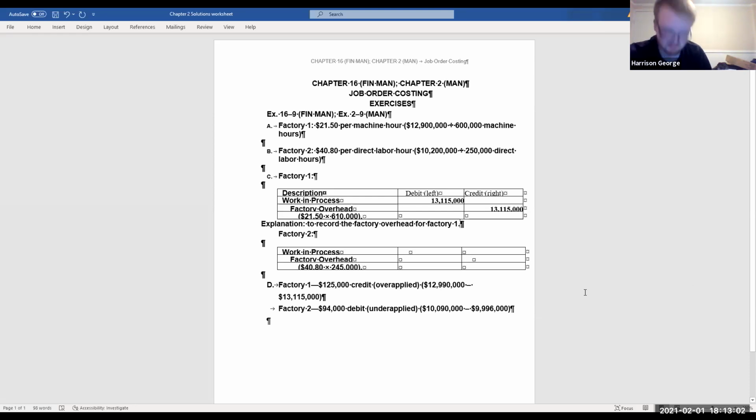Oh, no, it's 245. That's the actual. Oh, okay, actual. Good question. It's okay. So when we're actually computing it, we use the predetermined rate, but we times it by the actual direct labor hours and the actual machine hours when we're recording the factory overhead.